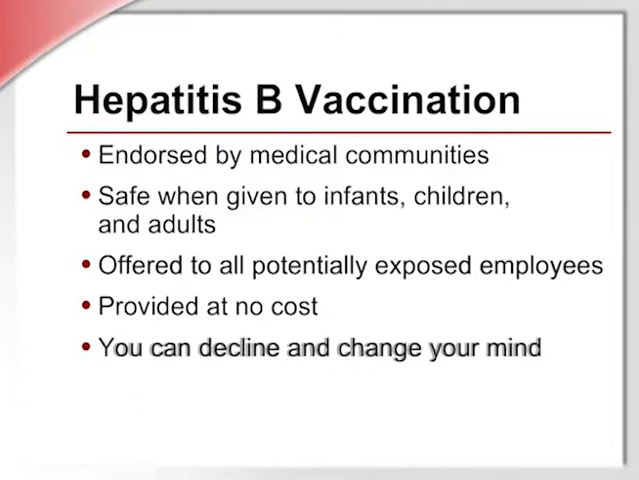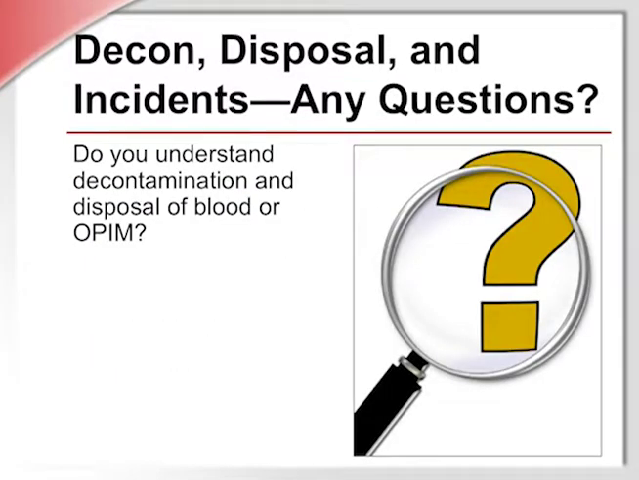Finally, if you decline to be vaccinated against hepatitis B, you will be asked to sign a form that states that you have waived your opportunity to have the vaccination. However, you can change your mind later and get vaccinated. The form basically states that you do not want the vaccination at this time.